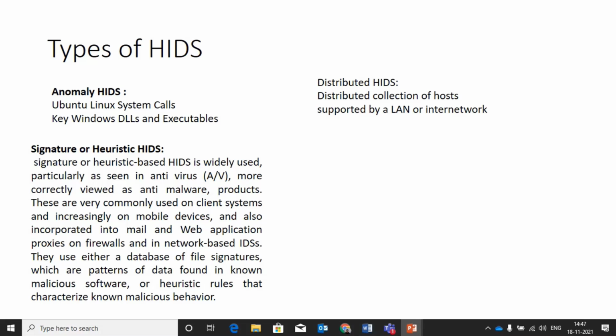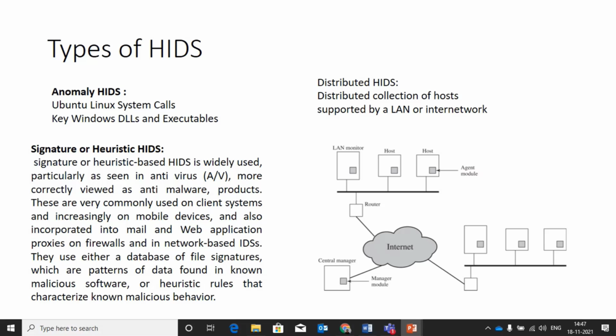Another approach is the distributed HIDS. That means we have a distributed setup, or there are more machines working in that area. If you see in the diagram, various machines are connected with the device, and the HIDS are working in various kinds of systems.